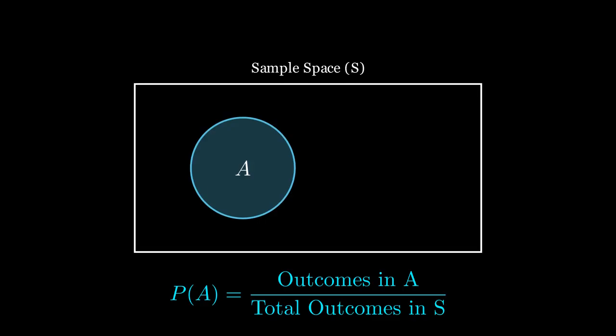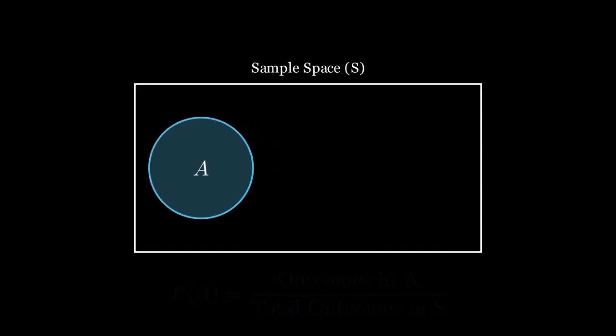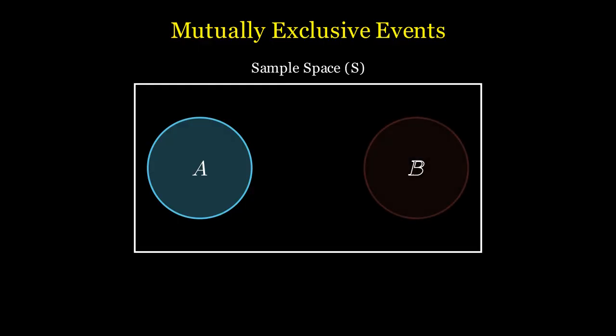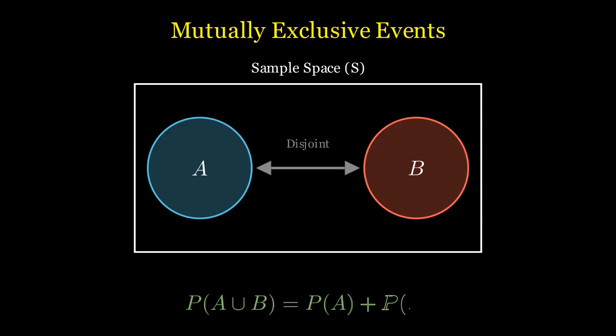Section 1. Mutually exclusive events. This is the simplest form of the addition rule. Two events are mutually exclusive, or disjoint, if they cannot happen at the same time. Think of a coin flip. It can be heads or tails, but never both simultaneously. In sports, a team can win, lose, or draw a single match. Mathematically, if A and B are mutually exclusive, the probability of A or B happening is simply the sum of their individual probabilities. P(A ∪ B) = P(A) + P(B).